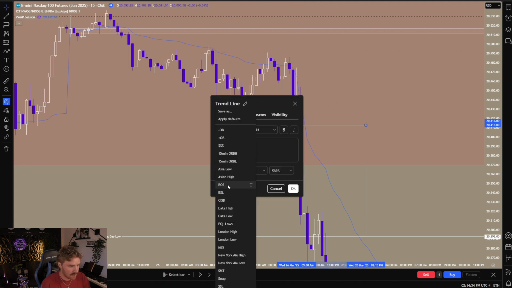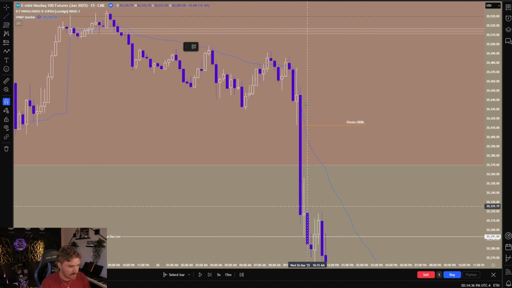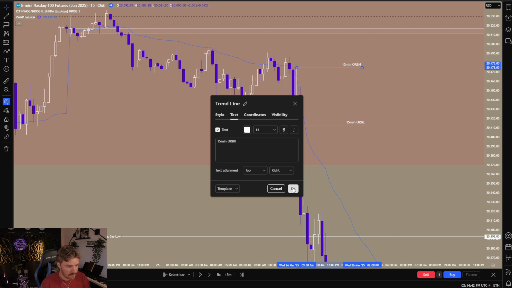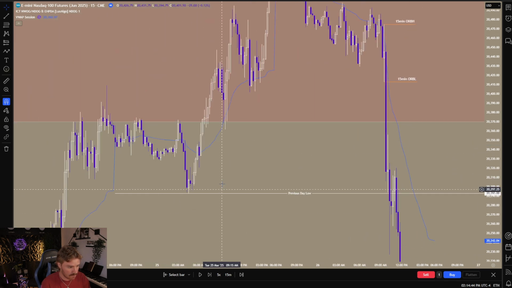Now we have our 15-minute opening range low, and then we have our 15-minute opening range high. So we know we're delivering from a weekly fair value gap. We know we have sell-side liquidity below. Right, we have our previous day low target. Boom, look at that perfect swing low right there for price to target.